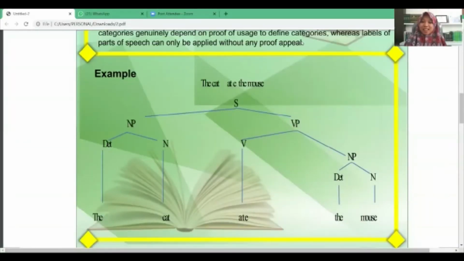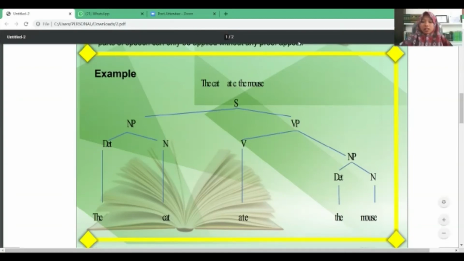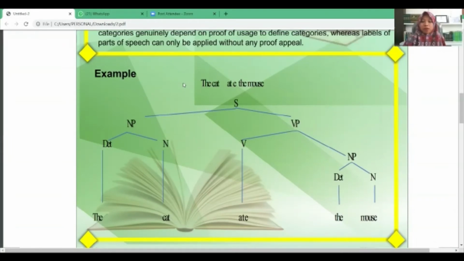My name is Zaakyah and I will continue our presentation. My friends have explained the meaning of grammar, the meaning of syntax, the differences between parts of speech, and syntactic categories. Now I will show you an example from a simple sentence, explained from the syntactic categories point of view. I have provided a tree diagram here, and our sentence today is the cat ate the mouse.